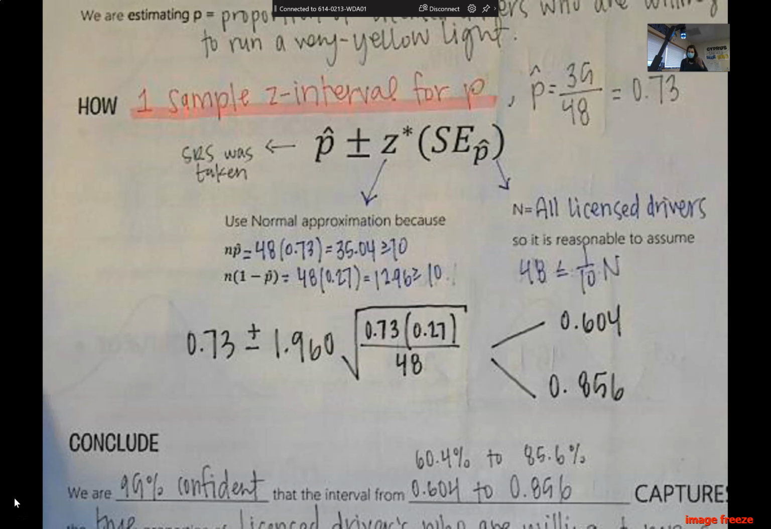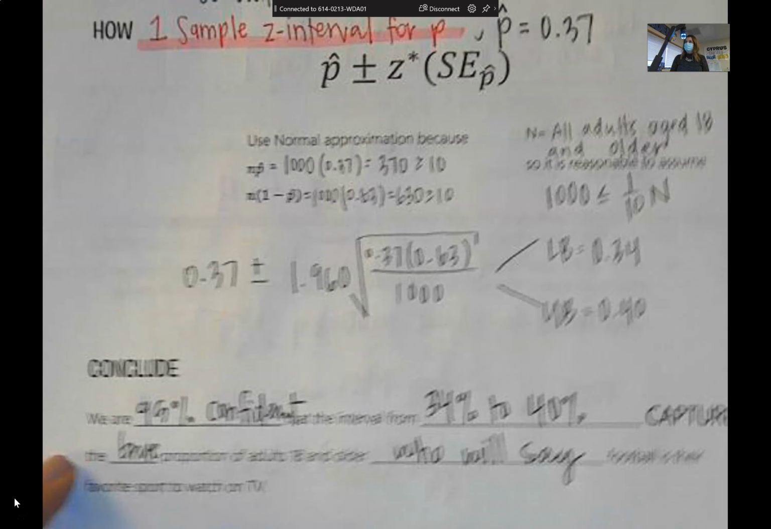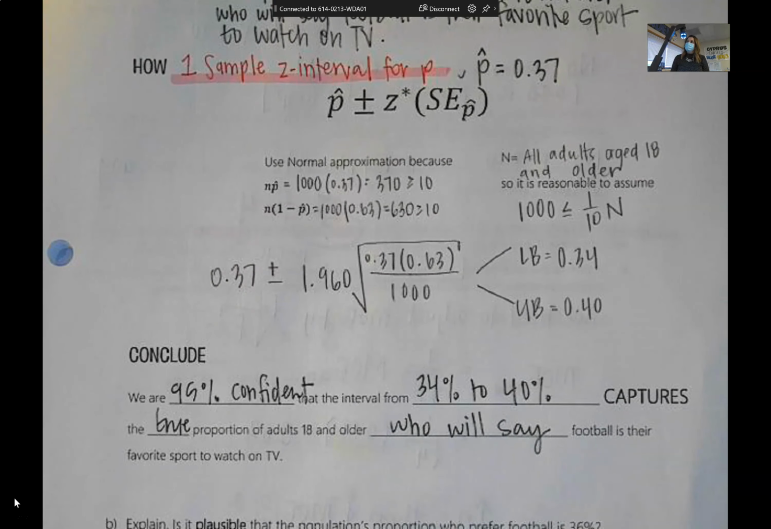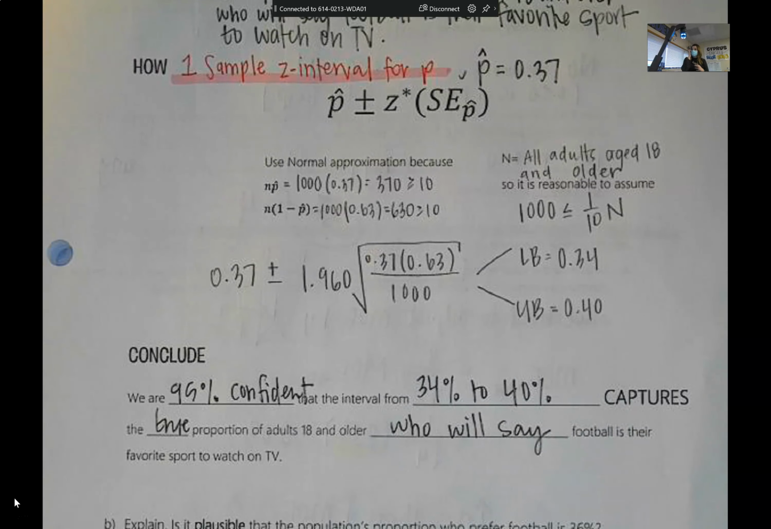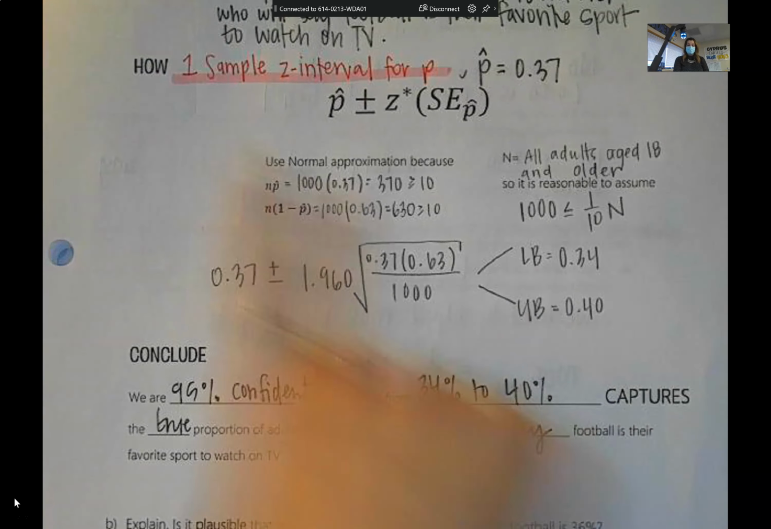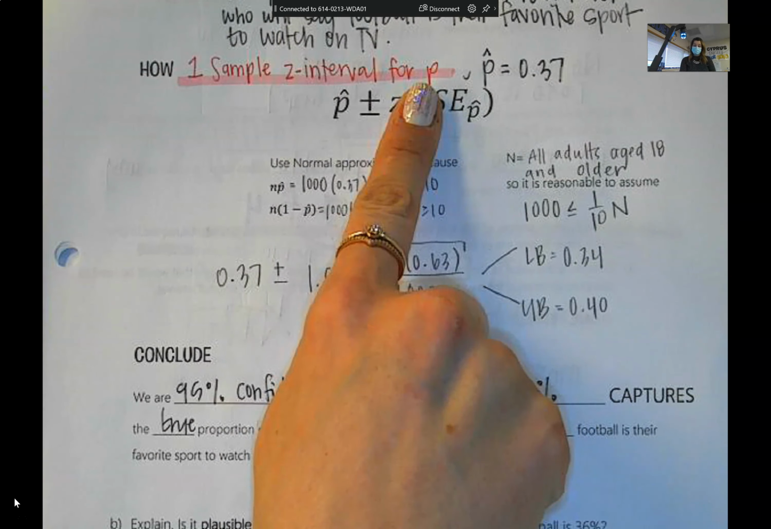Okay, so I got 34 to 40%. Is that close to what you guys got? Okay. So check conditions. N is all adults aged 18 and older, so it's reasonable to assume 1,000 is less than or equal to 1/10 N. And then the fill in the blank was a little bit shorter than the first one. Make sure that you wrote this one sample Z interval for P.